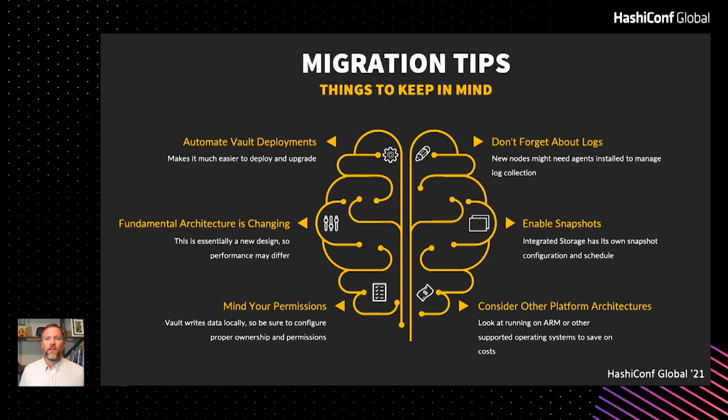Don't forget about your logs, right? New nodes may need agents to manage log collection. Make sure you enable snapshots when you migrate over to integrated storage. Snapshots are configured differently. They're configured directly with Vault instead of using a separate snapshot agent like Consul does. And finally, consider other platform architectures. A lot of customers these days are starting to look at other architectures, things like ARM, because HashiCorp Vault is supported on those, and those could be considerably cheaper depending on the instances and the cloud platform that you're running on.